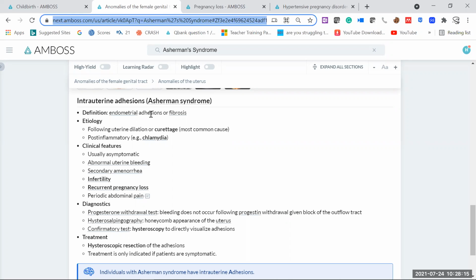Confirmatory test, of course, you will see the uterus on your own, and that is hysteroscopy. Hysteroscopy to directly visualize, and you will see on hysteroscopy there are lots of adhesions, lots of fibrosis you can appreciate. So that's a clear case of Asherman syndrome.